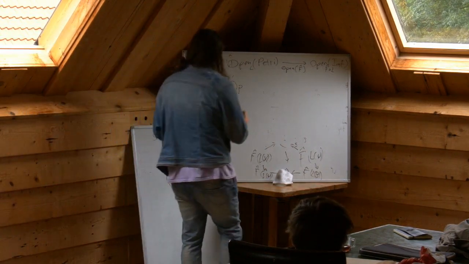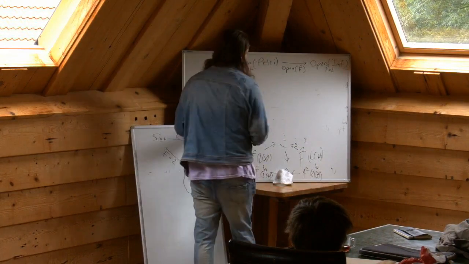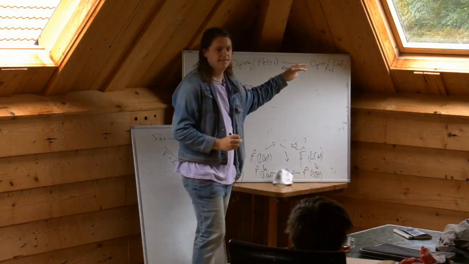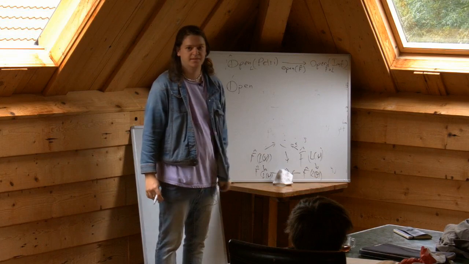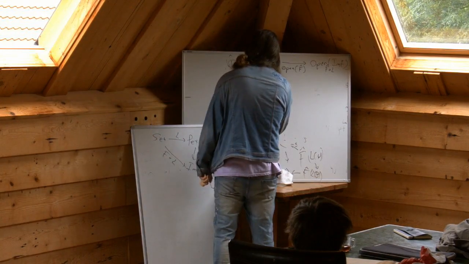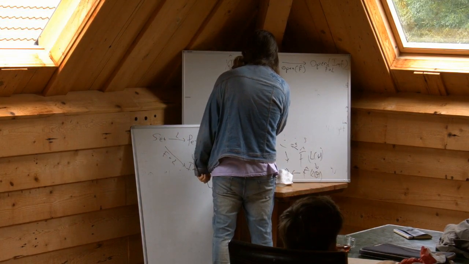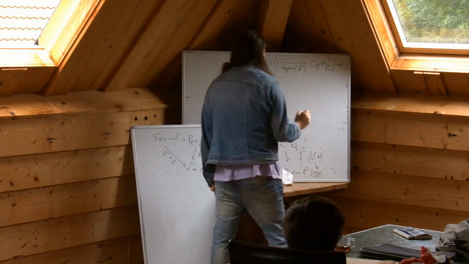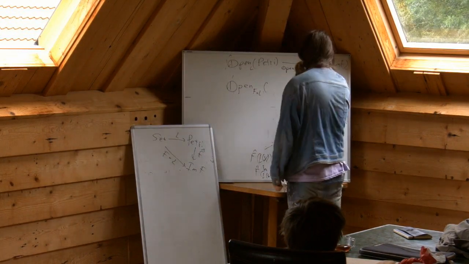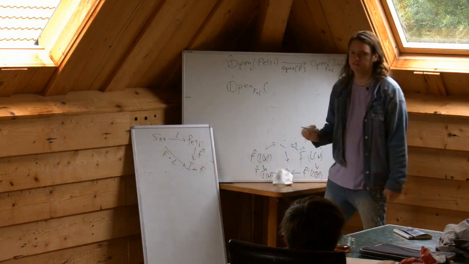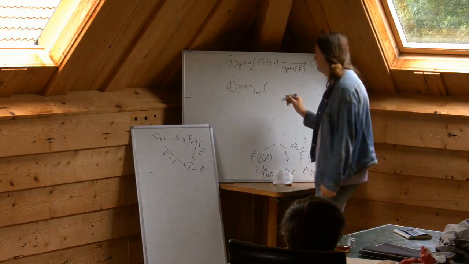Okay, so this is the semantics of open nets, which is nice. And then to complete the semantics, we are going to map this into Rel, the double category of relations.